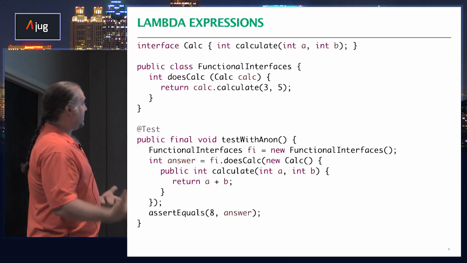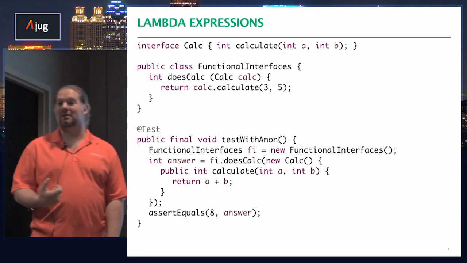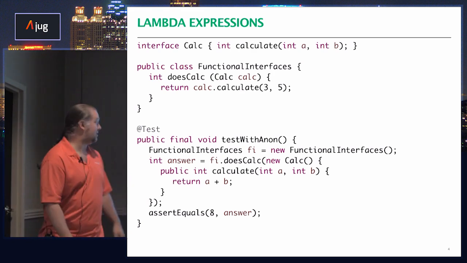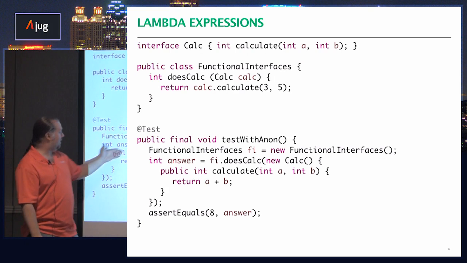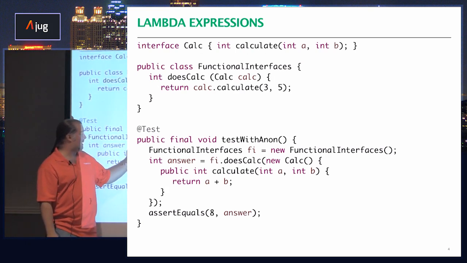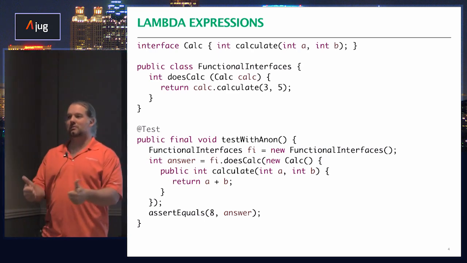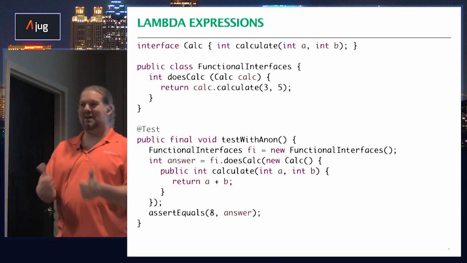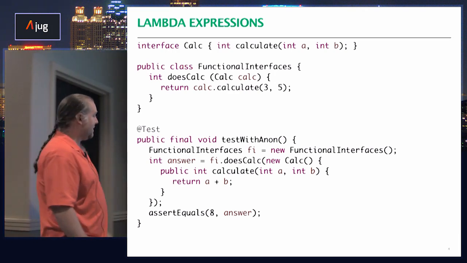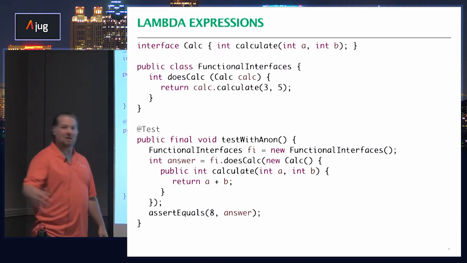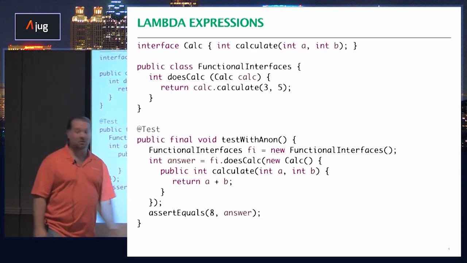In the past, in Java 7, we may have used an anonymous inner class to fulfill this method. So we could have done something like this. We create our new functional interfaces class up here. We say, OK, our answer is that thing does calc, and then we just say new Calc, right? Anonymous inner class, we're all, this is AJUG, right? I don't have to talk about anonymous inner classes, right? OK, good. And so we have a little test that'll run. Well, I'm not going to pop over to Eclipse to run. Take my word for it, it'll run, and it'll return a plus b, and the answer will be 8.